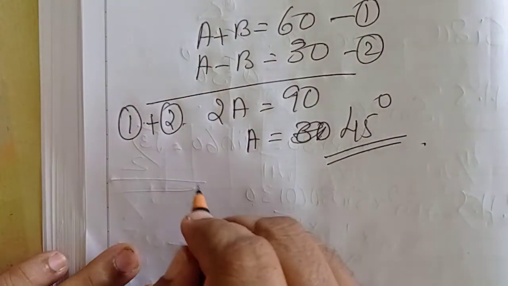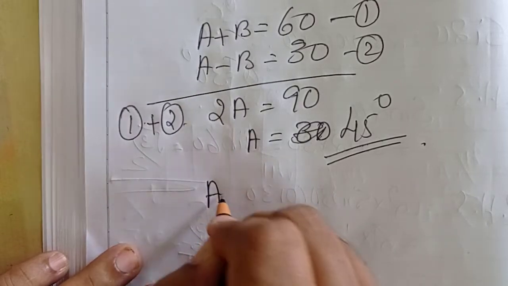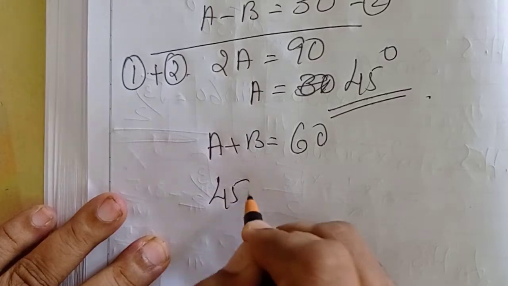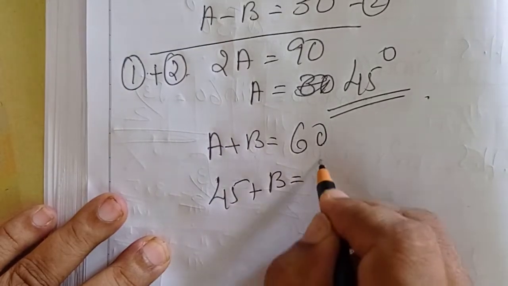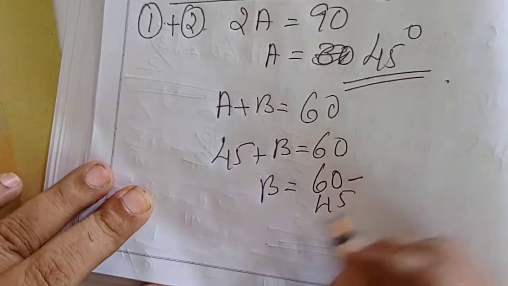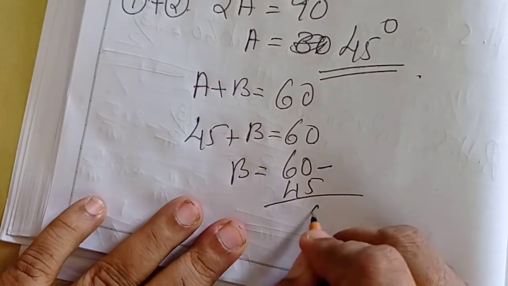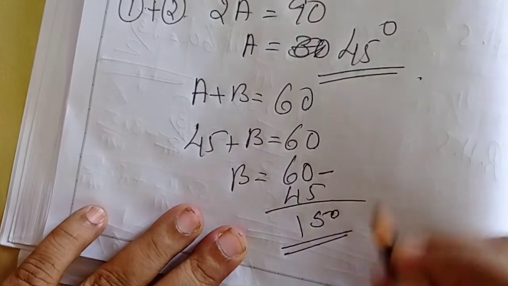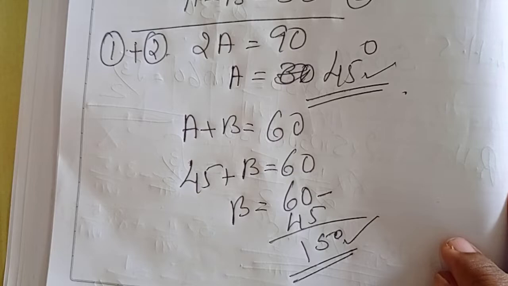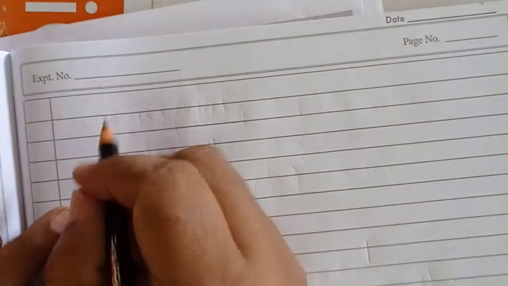Then substitute in equation 1. A + B = 60 means A is 45, so B is equal to 60 minus 45. Say the answer. 15 degrees. So for A equal to 45, B is equal to 15. Okay, then next, about complementary angles.